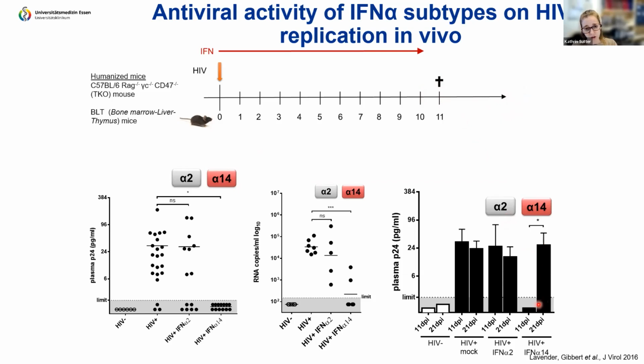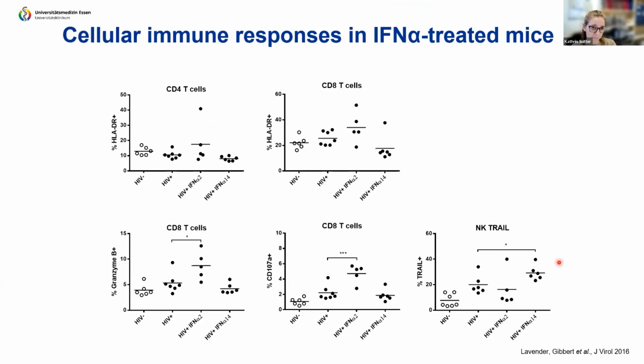And yeah, unfortunately, and this is what you can see here, at 11 days post-infection, this time point, we see these very low viral loads in these alpha 14 treated mice. However, when we just let the mice sit for 10 days, do nothing, there is a complete viral rebound. So virus again starts to replicate, and after 10 days, it looks the same compared to untreated mice or compared to alpha 2 treated mice. So that was not so nice.